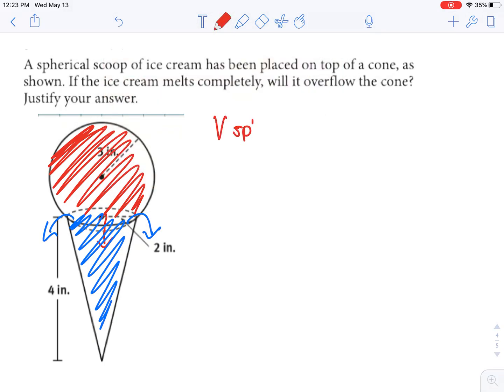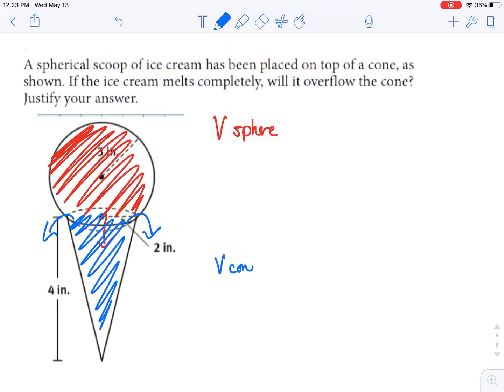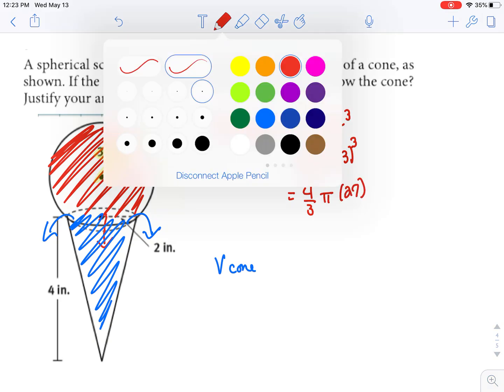Okay, so what we really need to do is compare the volumes here. First thing we need to figure out is what is the volume of the sphere, and then we're going to have to figure out what is the volume of the cone, and we're going to have to compare these to see which one is larger. So using some of our formulas, the volume of the sphere is 4/3 pi r cubed. The radius of our sphere is right here. It's that 3 inches. So if we plug that in, 4/3 times pi times 3 cubed.